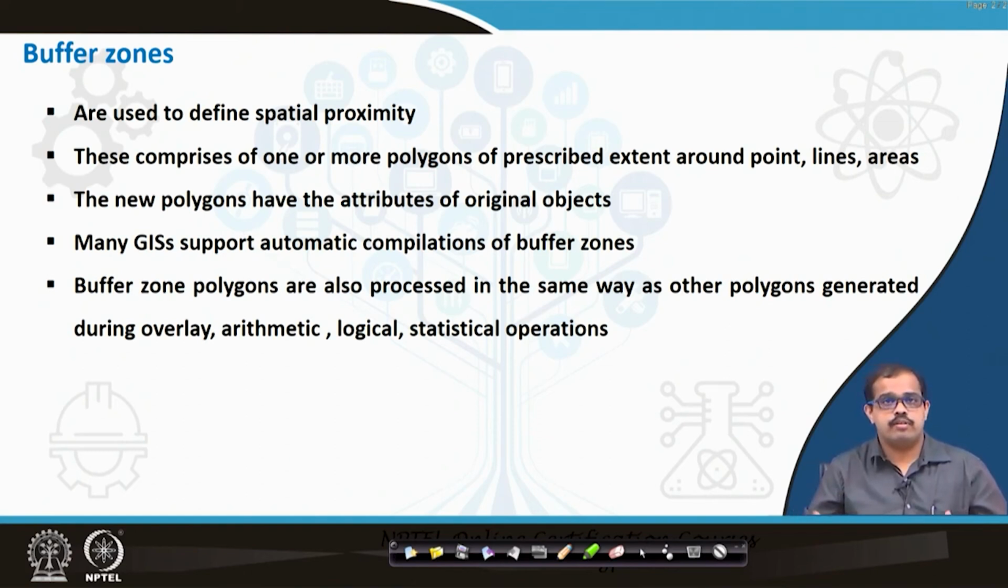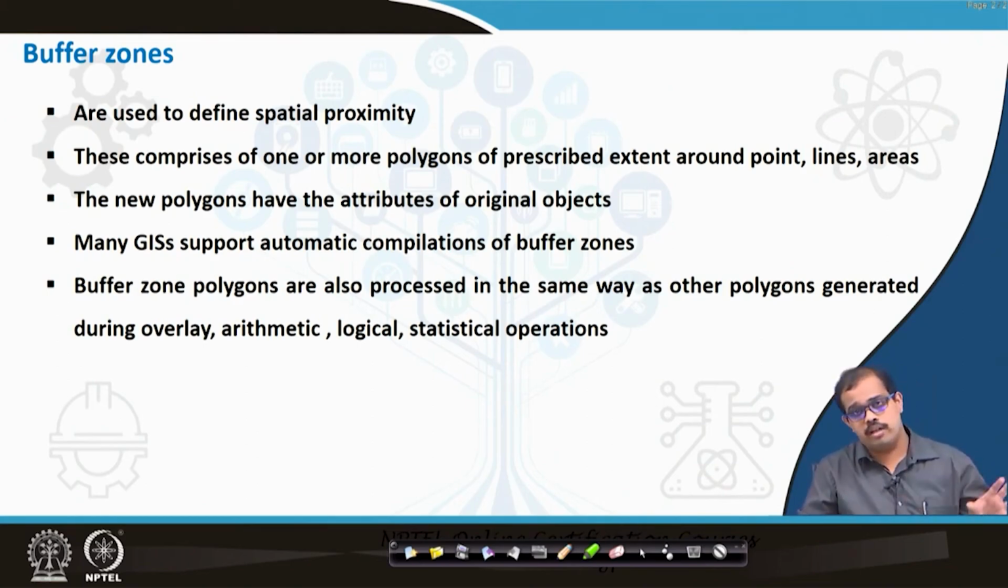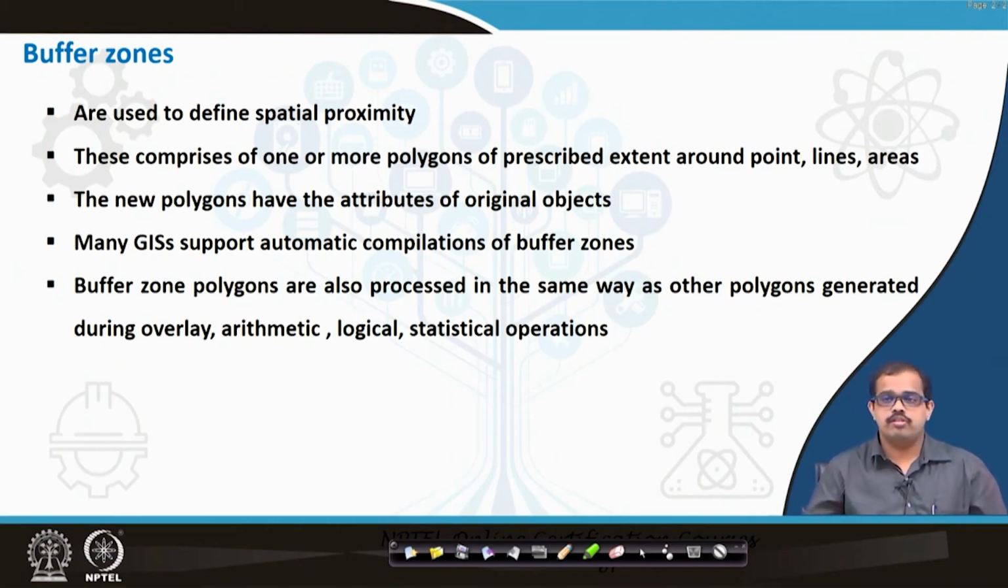These comprise one or more polygons of prescribed extent around a point, line or an area. It can be around a point, it can be around a line, it can be around an area. So, it depends on what kind of application it is. Okay. So, most of the software today have an application with buffer zones. Any of the software can actually provide you a tool where you can create a buffer.